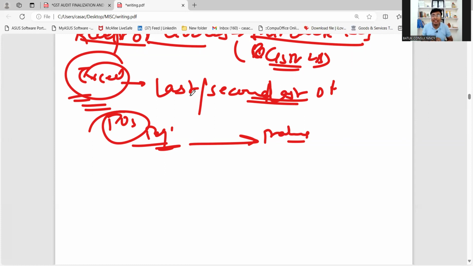Sir, you have read that condition, but you have not read the condition that without receiving the goods you will not be eligible to claim the input tax credit. So in this particular April month, bhaiya, you are not eligible to claim the input tax credit.